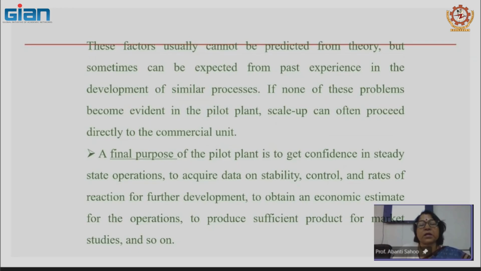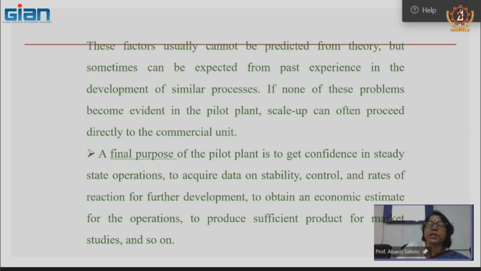So, sometimes some unwanted, undesired problems may be expected from experience. If none of these problems become evident in the pilot plant, scale up can often proceed; if there is no problem, one can proceed to the pilot plant units. The final purpose will be to get confidence in the steady state conditions, because initially all the reactions will be in transient conditions when we start the operations. So, the objective will be to maintain the steady state, and the final purpose is to have the confidence to maintain steady state operations.